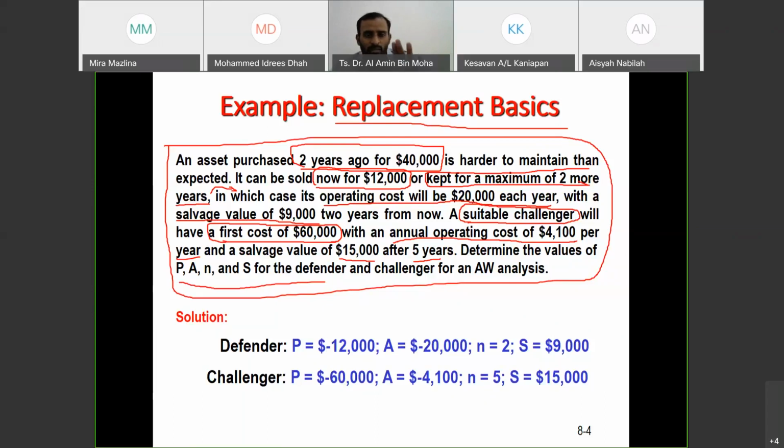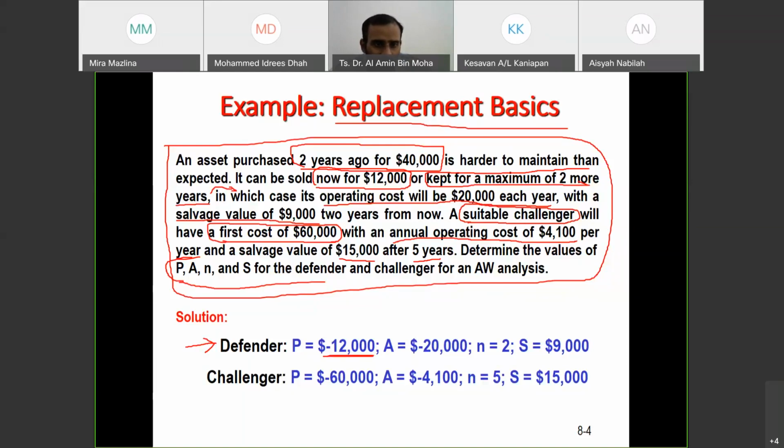In this example, we are going to use this example again and again. But here, what is the aim? We want to identify which one is P, which one is A, N, and S. So for the defender, what is P? Because we already give the solution here, it's easy for you. I should hide it and ask. That's fine. So P is 12,000, because it can be sold now for 12,000. So the value is 12,000.